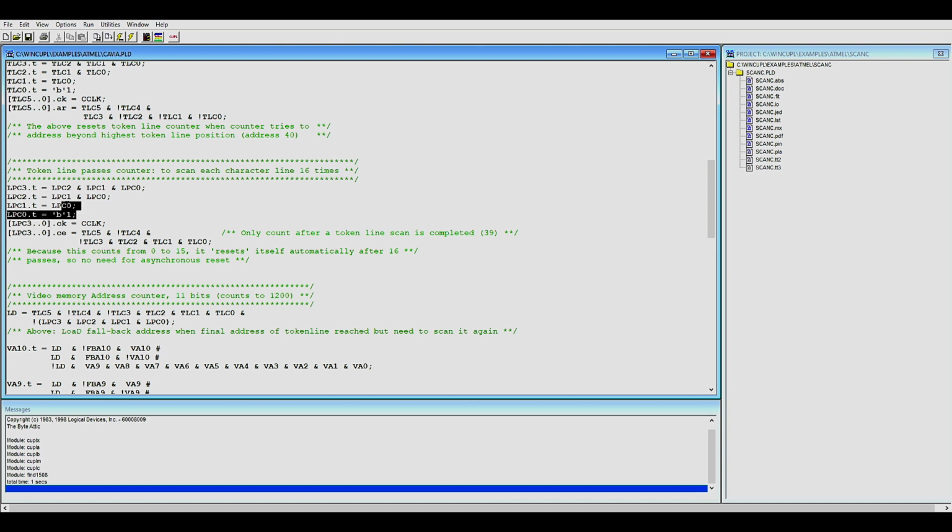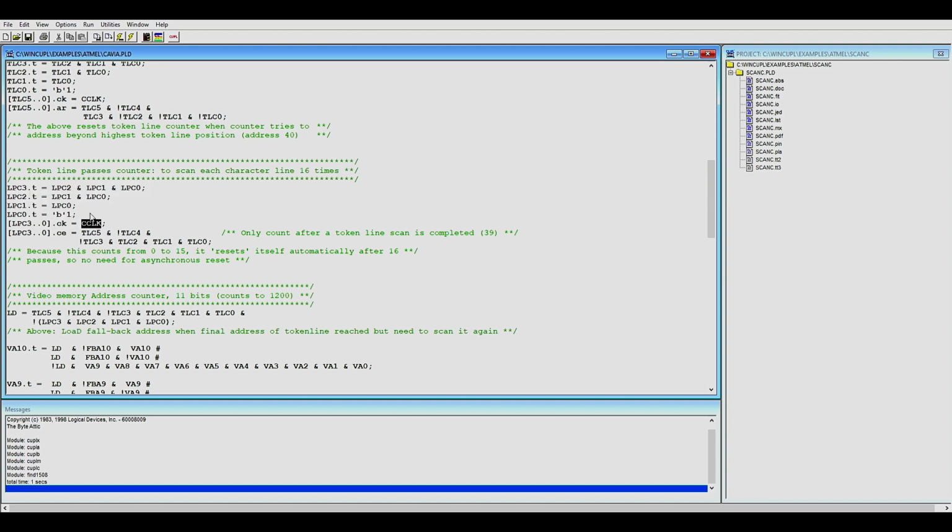This one has only 4 bits because it only needs to count to 16, actually from 0 to 15. And that's the maximum number of passes you need to do for every token line. It's not only the maximum, it's the minimum too. You have to pass over each token line 16 times. And then these 4 flip-flops will count that.